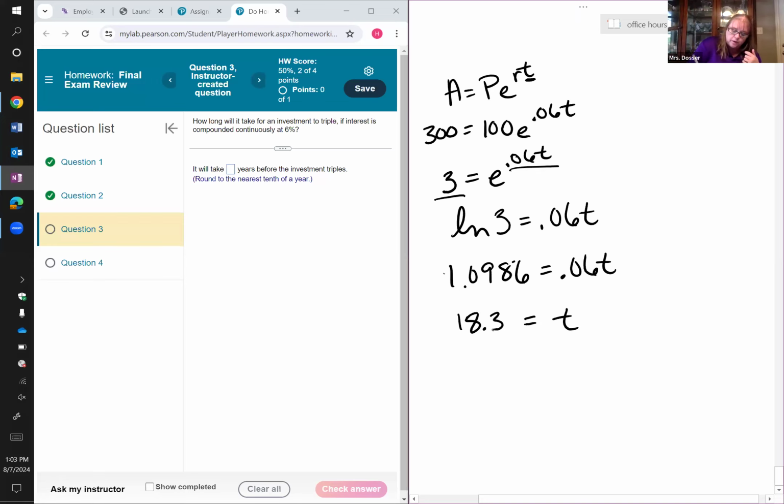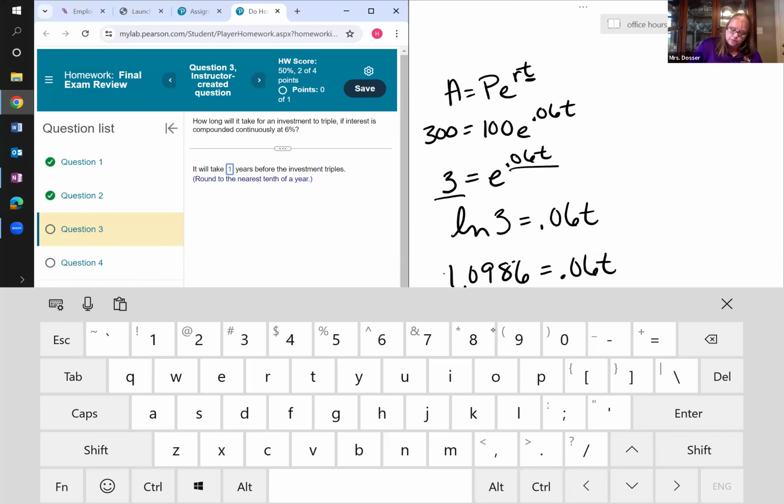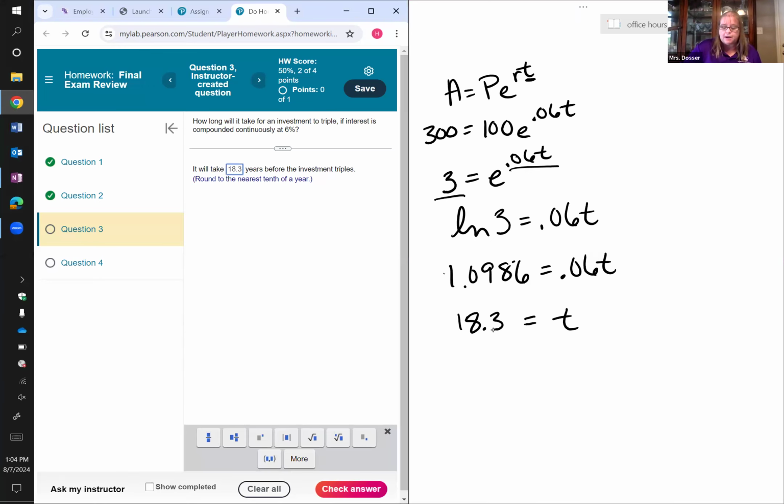And so on. We want to round to the nearest tenth of a year. That's what our instructions in my math lab over here tell us. So the nearest tenth of a year would be 18.3 years. So it will take 18.3 years for this investment to triple, no matter what the starting amount was.